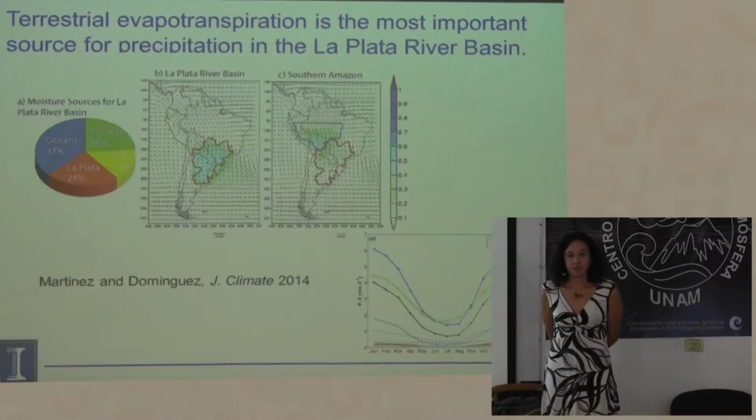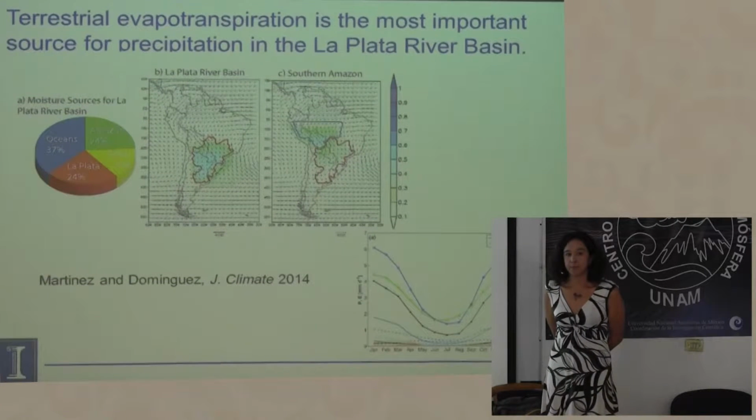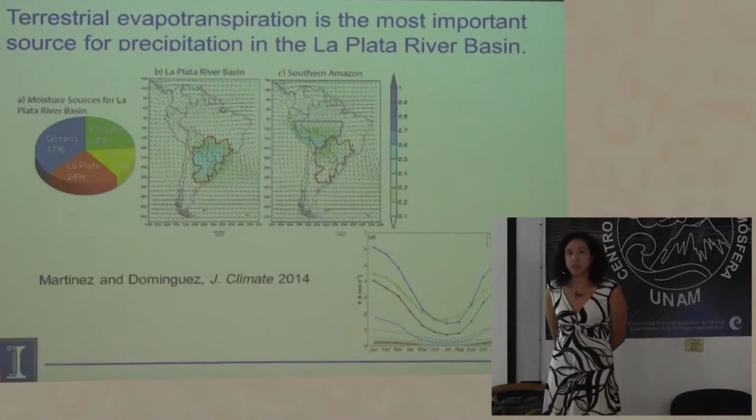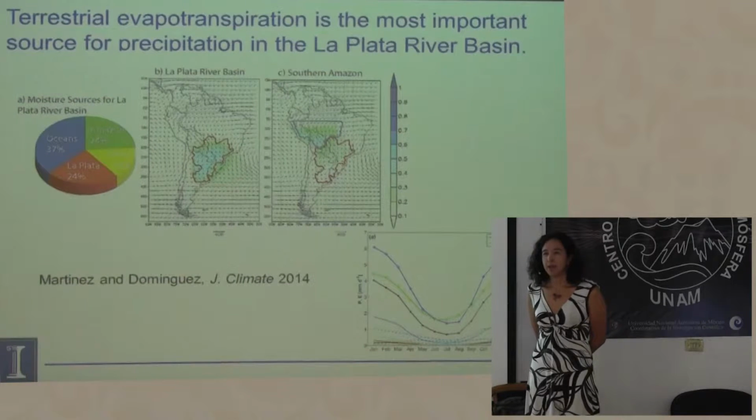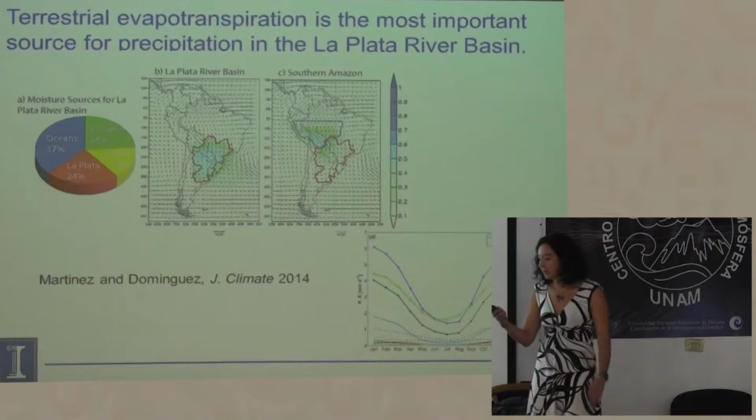Did you specify how long you follow the trajectories backwards? Yes, so it's either until it exits the boundary, or I want to say 10 days, but it's either or. So, yeah. Okay.